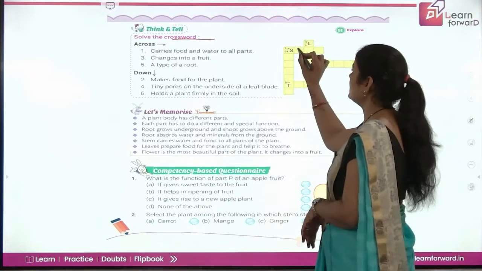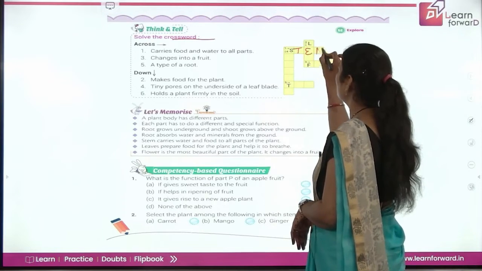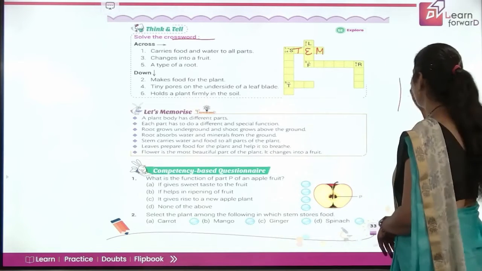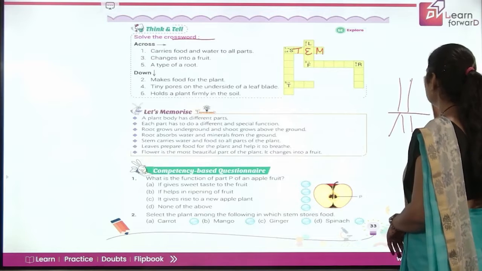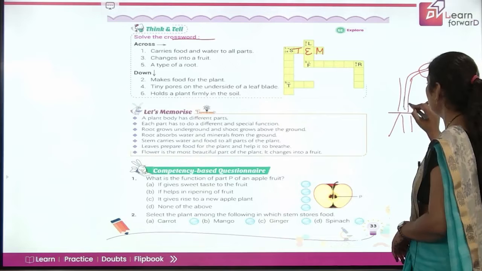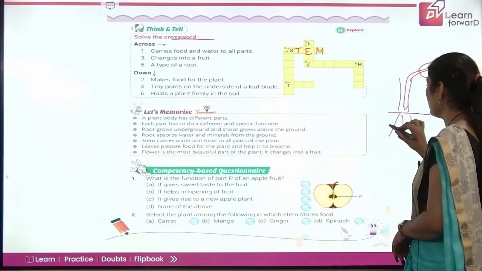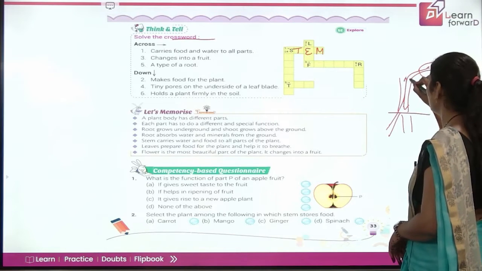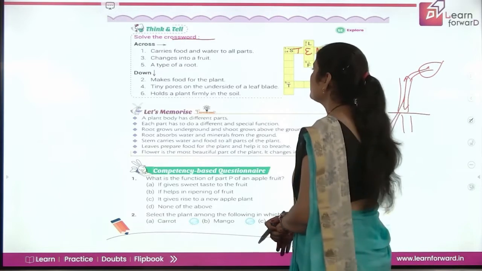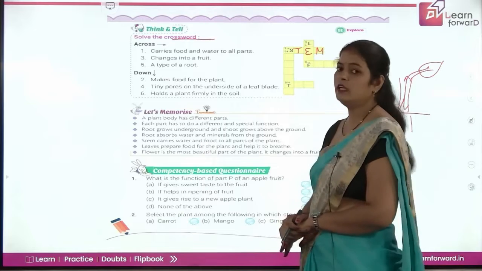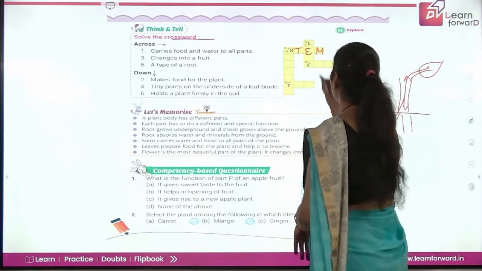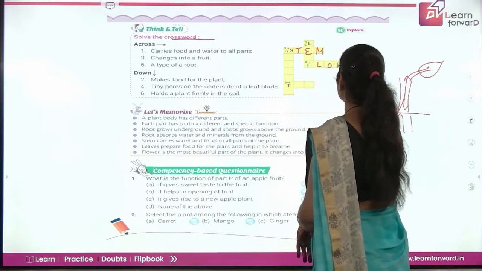First one, it is stem. Stem helps to carry water and food to all parts. This is a stem, and this is root, and these are leaves. Food is prepared in the leaves and the stem sends it to the root. Water is absorbed from the roots and it sends this water to the leaves. So it is a bidirectional process. Now next is changes into a fruit. Very easy. Which part of a plant changes into fruit? Flower. Yes, flower changes into fruit.